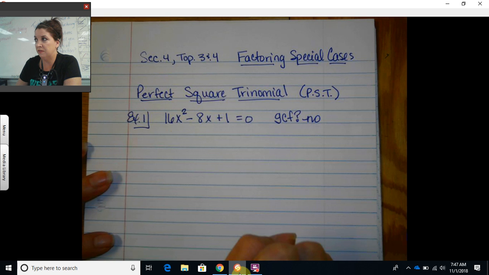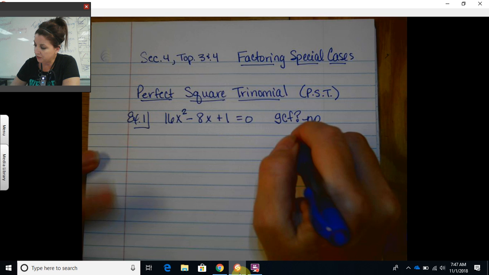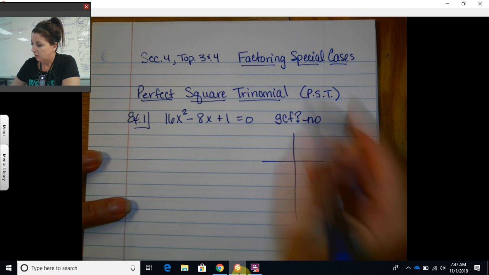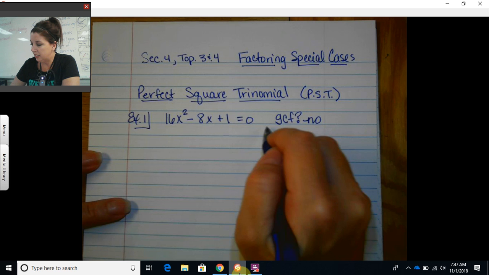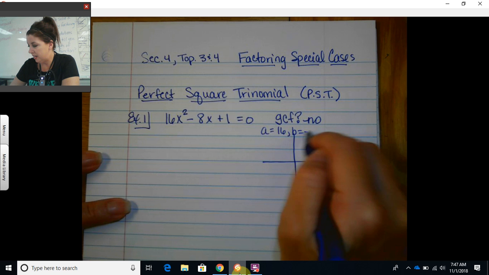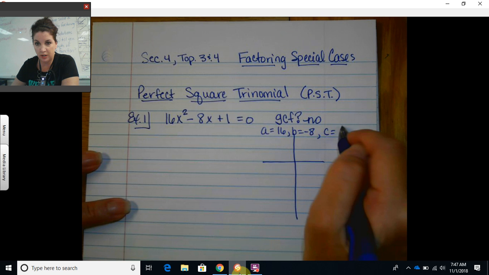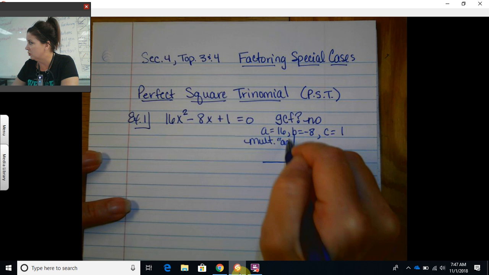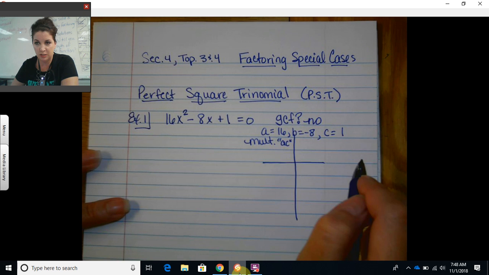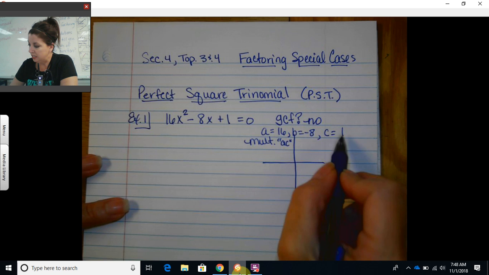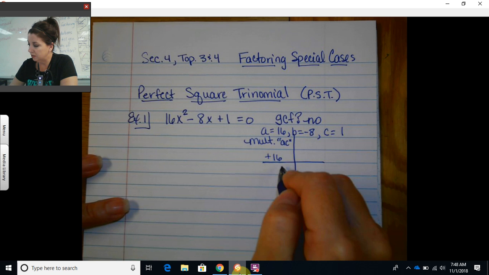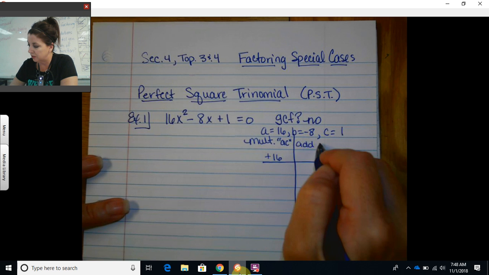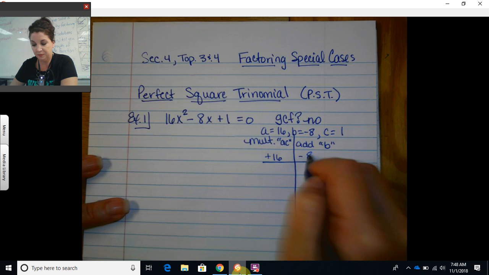So then we make ourselves a t-chart. Oh, I forgot to define A, B, and C. What's A? 16. What's B? Negative 8. And C is positive 1. So in my t-chart, I need two numbers that multiply together to get AC. I know I'm going a little bit fast, but we're already pros at this part. A times C is positive 16, and on the right side, we need two numbers that add together to get B, which is negative 8. What do you think that is?